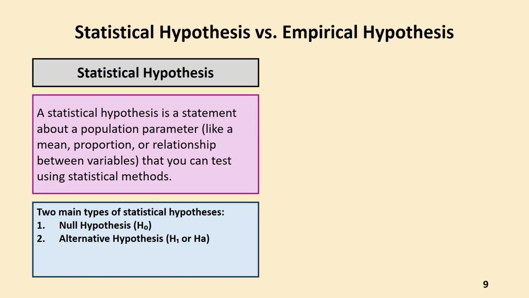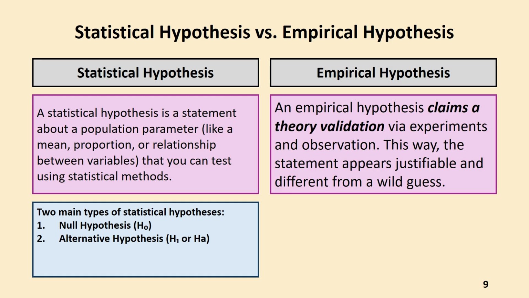Now the interesting thing is that you have to understand that statistical hypotheses are basically of two types. First is the null hypothesis H0 and second is the alternative hypothesis H1 or HA. So you can make a relationship between null hypothesis, alternative hypothesis and statistical hypothesis.